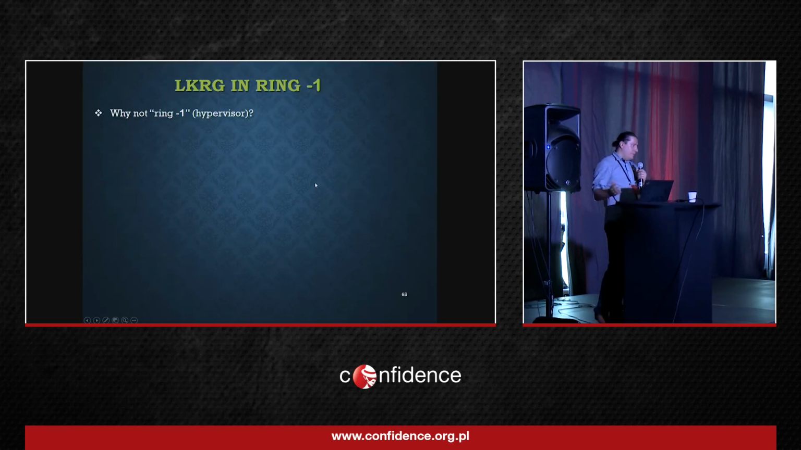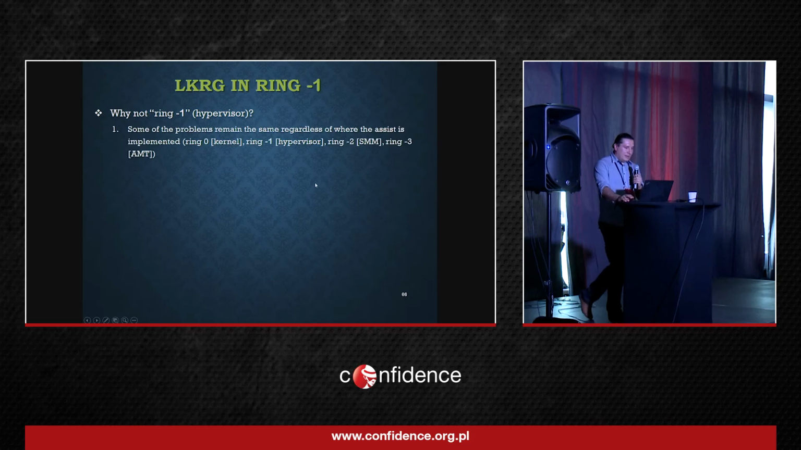And now I think I have some time, I hope, to discuss why LKRG is not implemented in the hypervisor. Not many people realize that, but it doesn't matter where your assist is implemented. If it's in ring 0, in ring -1 like a hypervisor, ring -2 like SMM, or ring -3 like AMT, still some of the problems remain the same. Doesn't matter where you are.